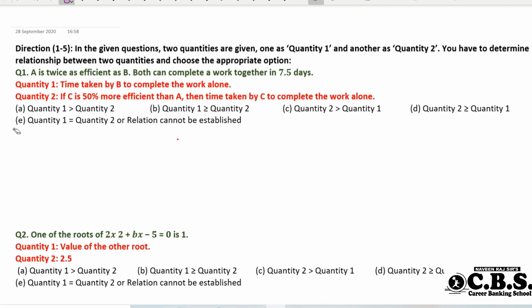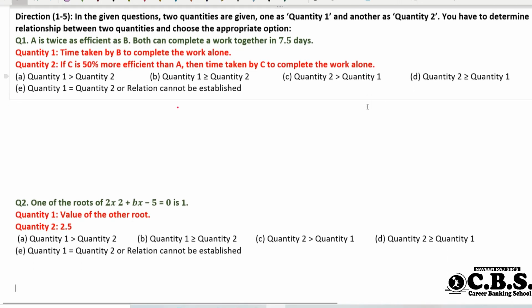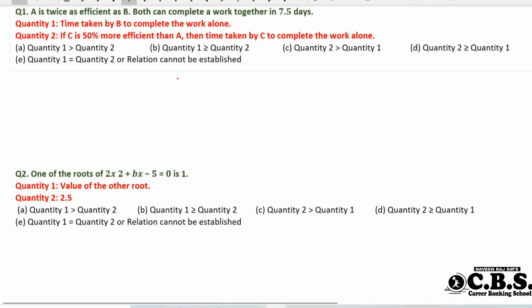Now let's go to the second question of the pattern. What's the second question? One of the roots of 2x square plus bx minus 5 is equal to 1.